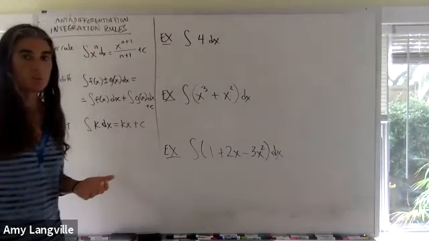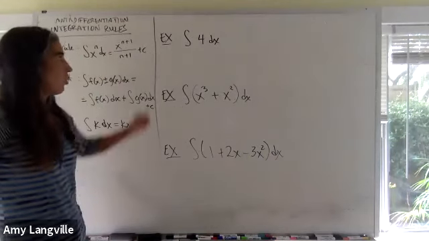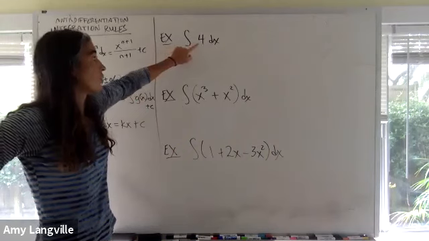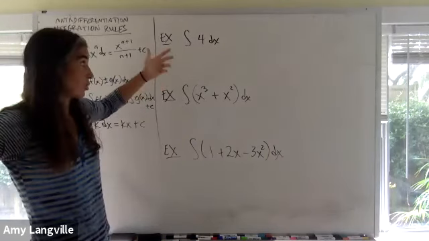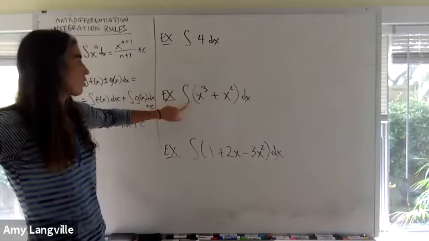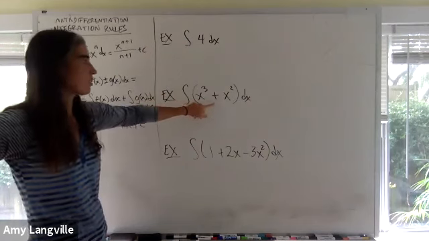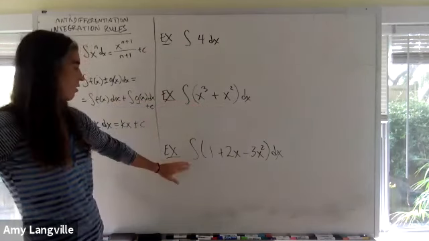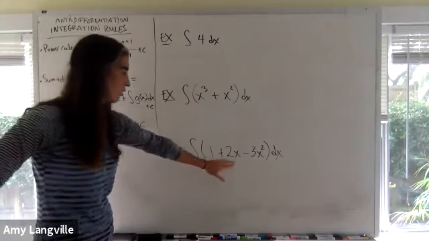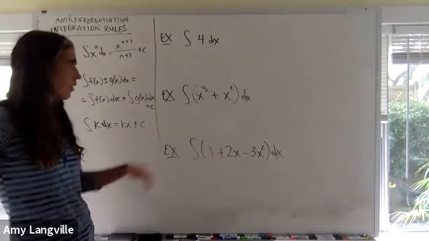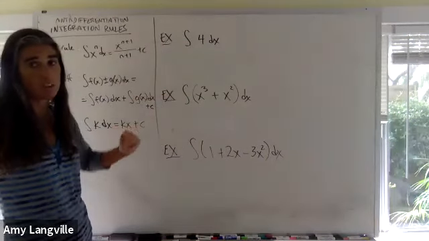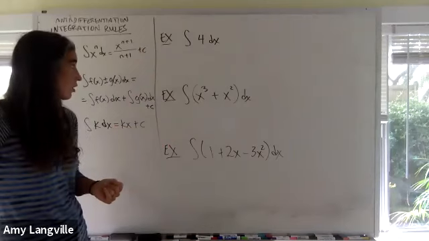Okay, these are the typical type of problems you're going to see in this chapter, where it's really saying find the antiderivative of 4 with respect to x, find the antiderivative of this function, x cubed plus x squared with respect to x, find the antiderivative of 1 plus 2x minus 3x squared. All of these are nice polynomial functions, again, the kind that we see often in business calculus.